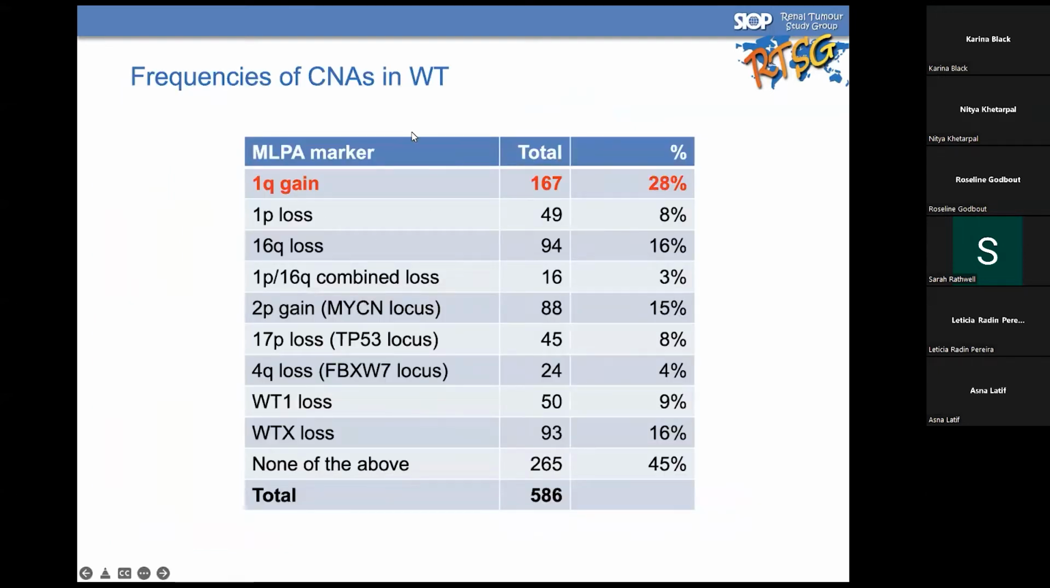There you have the frequency here, as a kind of question of how molecular biology in nephroblastoma may help you. And if you just look into one marker, you find the marker of copy number aberration, 1q gain, in only 28%. And this is the highest number of all these different CNAs. And you find 45% with no markers. So just one marker is not helpful for you to find it.